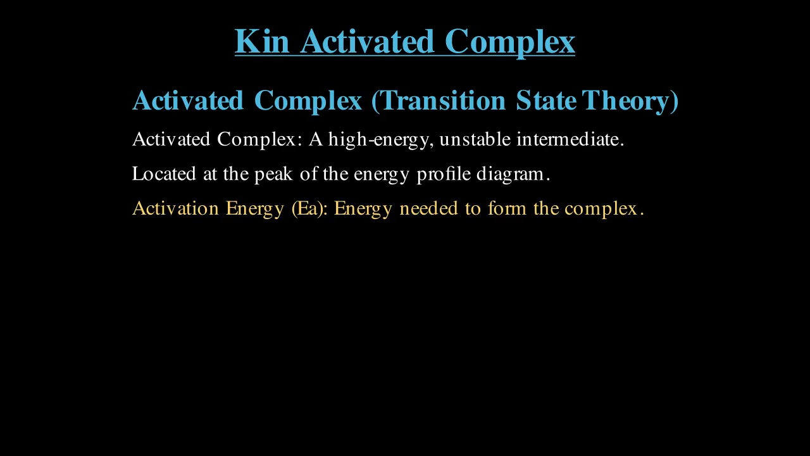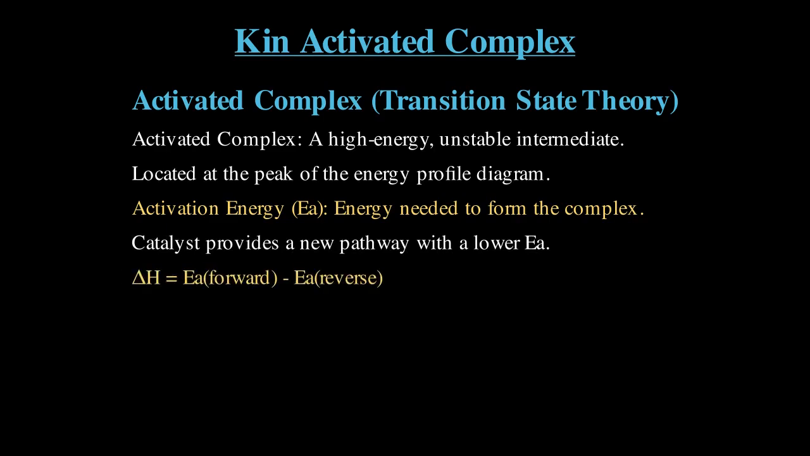A catalyst works by providing a different reaction pathway with a different, lower energy transition state. This is why a catalyst lowers this barrier. Finally, the overall enthalpy change, delta H of the reaction, can be found by subtracting the activation energy of the reverse reaction from the activation energy of the forward reaction.